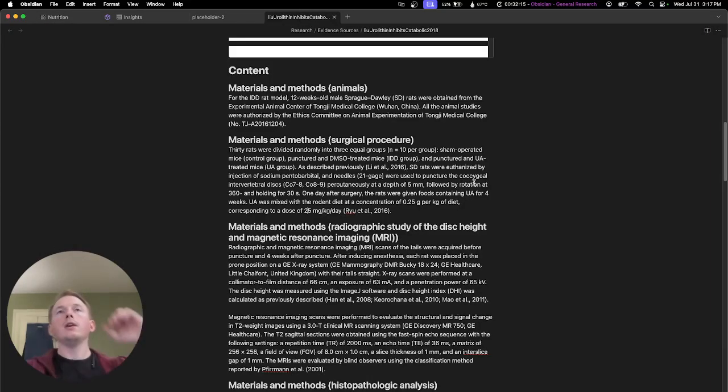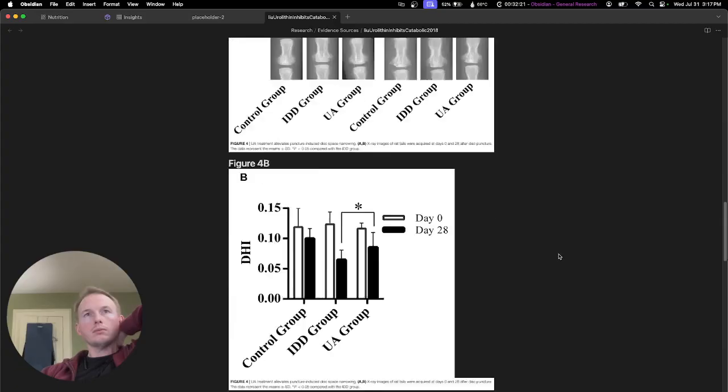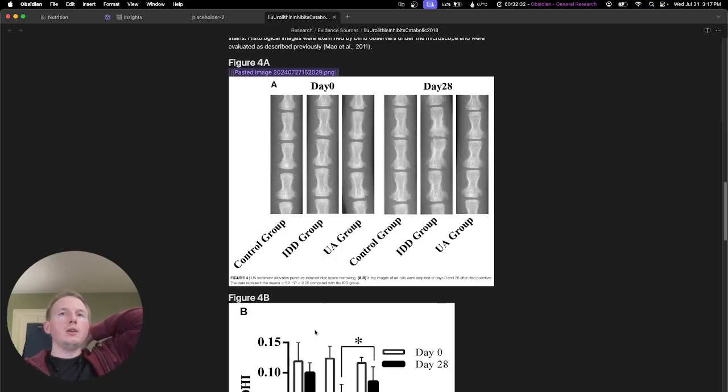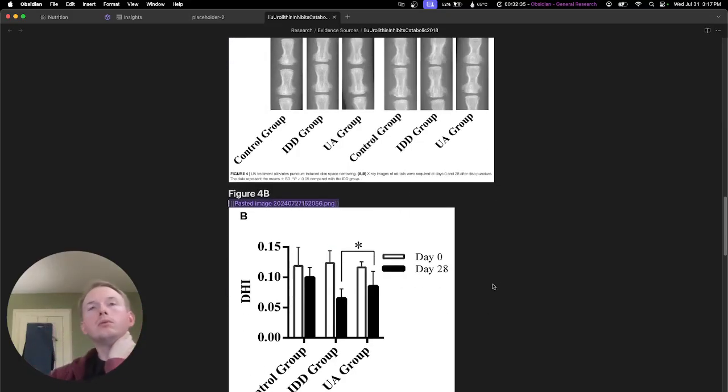So let's see the study. What do I want to do? I want to record an insight. Basically what they found is that between figure A and figure B shows that there is a significant difference in the progression of, technically, it's the progression of disc degeneration.